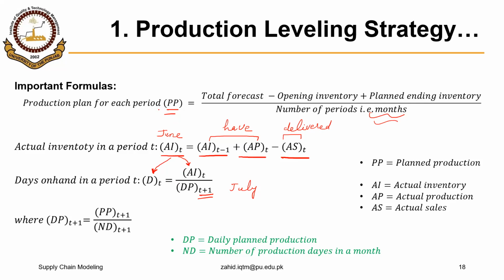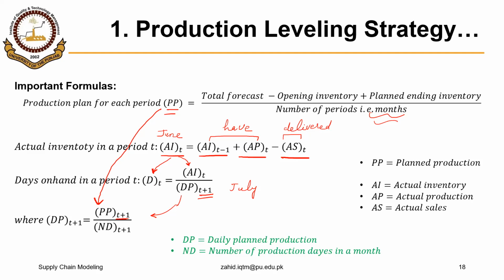So we can convert this monthly production plan into daily by simply dividing by number of days. Whatever quantity we came up with here for a period T plus 1, that will be the same because that is the average quantity we are planning to produce every month. So that quantity divided by number of days in that month will give us this denominator using this formula. So planned production for next month divided by number of working days in that month will simply convert the inventory that we have in terms of number of days.